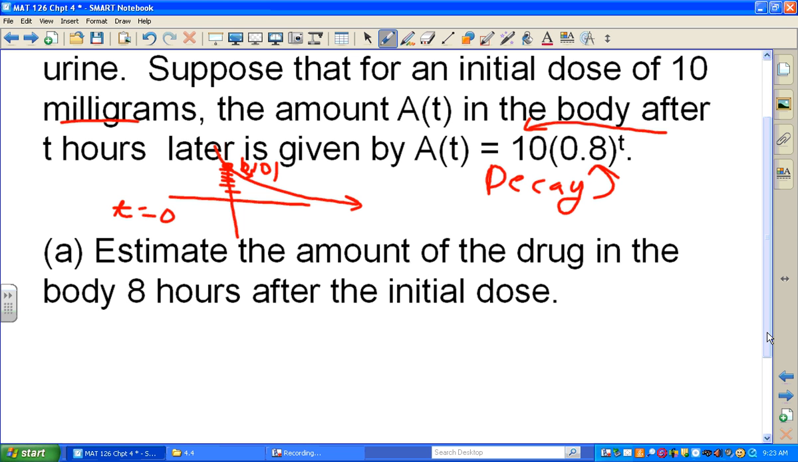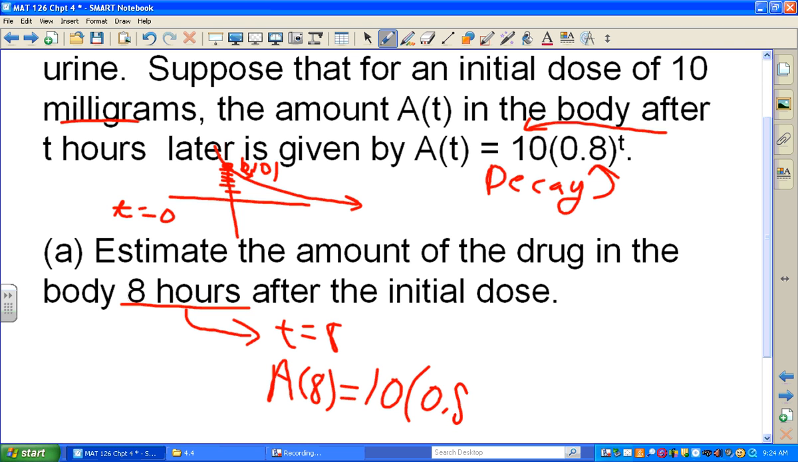Estimate the amount of body 8 hours after the initial dose. How would you do this one? Right, that is going to equal t. So t is going to equal 8. So in function notation, it's A of 8 equals 10 times 0.8 to the 8th power. This is no more than your ability to punch things down correctly on the calculator. And with that big calculator on your desk, it should be pretty easy to do.